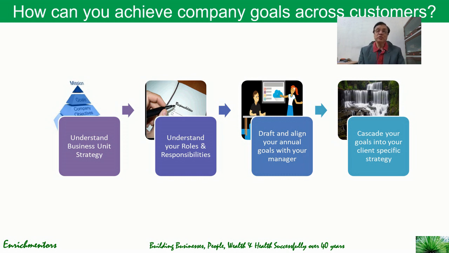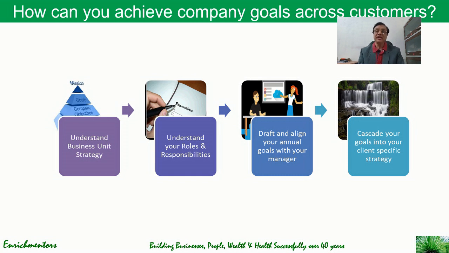The second thing you would do is you understand what is your role and responsibility in that business strategy of your business unit. What is your role? What is the piece that you're supposed to play? Third, after understanding your role and responsibility, you will draft and align your annual goals with your manager. You will draft and take it forward to your manager, as we had seen in one of the lectures earlier.